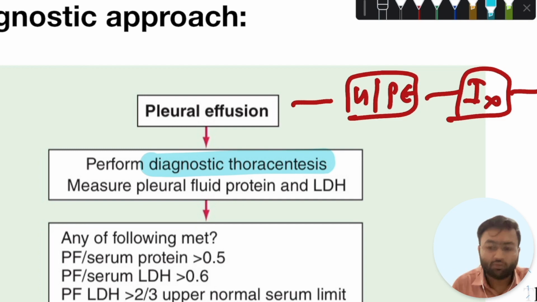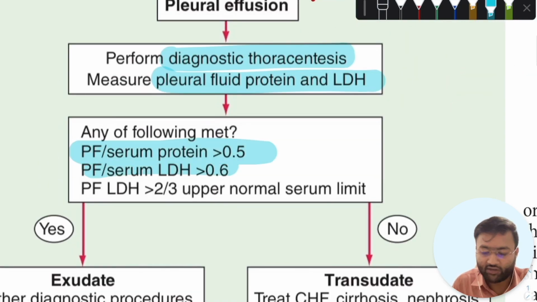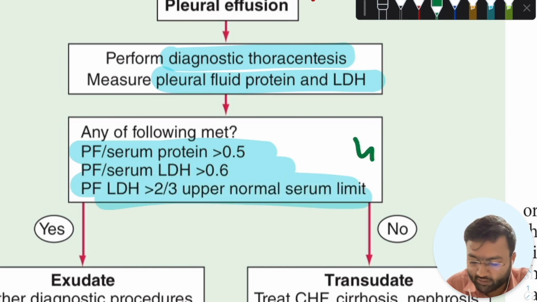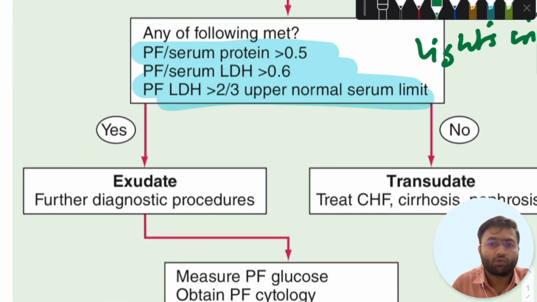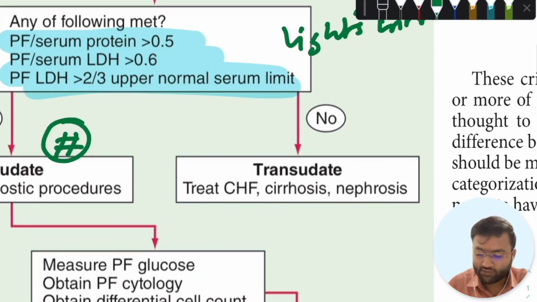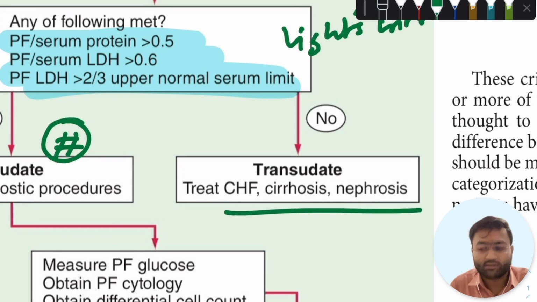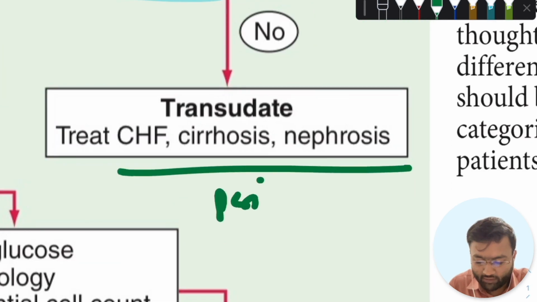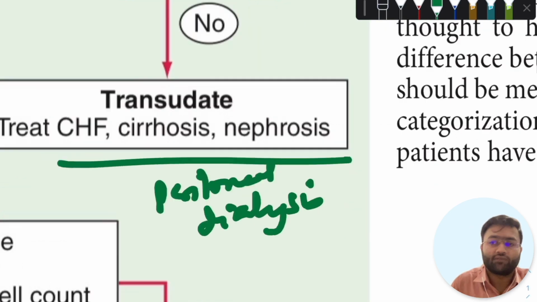In the initial step, you will measure pleural fluid protein and LDH value and see whether Light's criteria is satisfied or not. This criteria is referred to as Light's criteria. If Light's criteria is positive, it means you have to look for various exudative etiologies, which include various inflammatory causes and neoplastic etiologies. Or if Light's criteria is not satisfied, you should think of CHF, cirrhosis or nephrosis that might be present. Also, you look for peritoneal dialysis as an important cause in transudative pleural effusions.